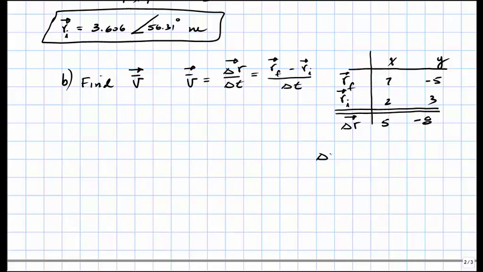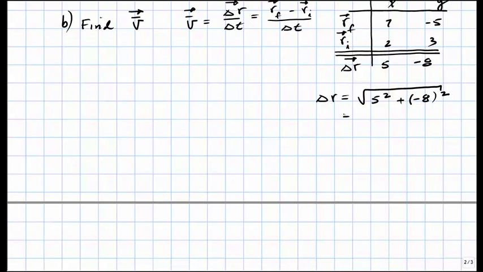Now, in order to find the average velocity, we need to determine the magnitude of the displacement vector. And in order to do that, we'll just once again apply the Pythagorean theorem. So in this case, the x component is 5 and the y component is -8. So we'll square the 5, we'll square the -8, and using the calculator, we will obtain 9.434 meters.